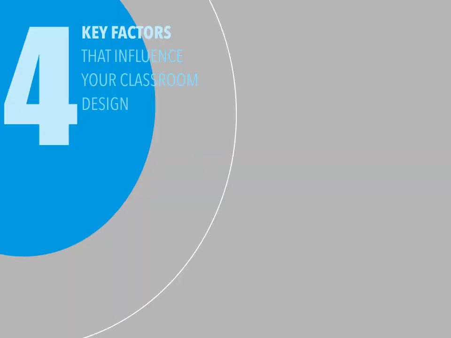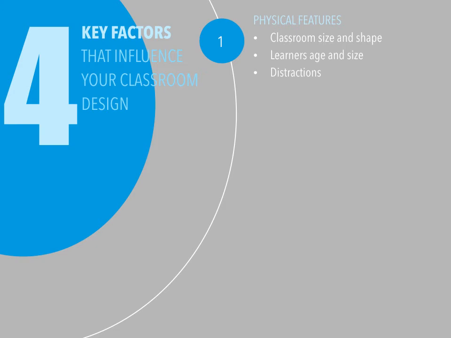So to end off this unit, I just want to quickly look over and summarize the 4 key factors that influence your classroom design. So the first one was physical features, where we looked at the classroom size and shape, your learner's age and size, and the distractions. And this all influences how you're going to set up your classroom. We then looked at your different teaching style. You need to decide if you wanted a more teacher-centered approach, learner-centered, or both, because those styles of teaching are suitable to a certain arrangement in the classroom.